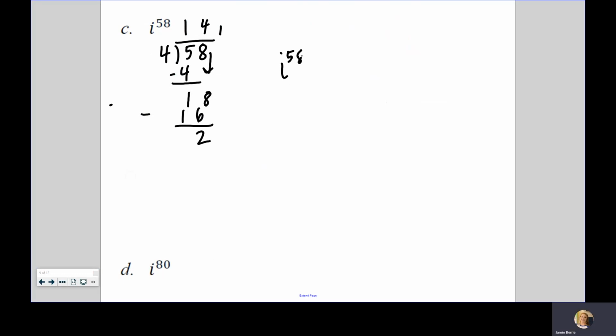Okay. 4 divided into the exponent of 58. 4 goes into 5 one time. Subtract off 4, that gives you 1. Bring down your 8. Sorry, I can't see where my cursor is, so I'm a little bit off. 4 goes into 18, let's see, 4 times. So that would be 4 times 4 is 16. So remainder of 2. So that's our new exponent. i to the 58th equals i squared. And we know from the last page, i squared was -1.